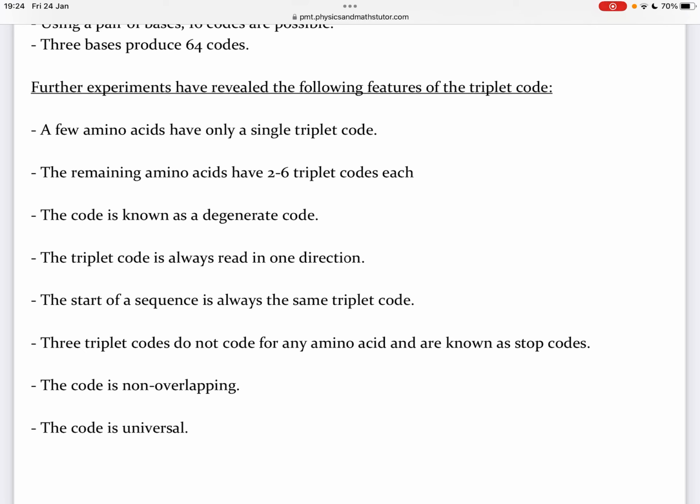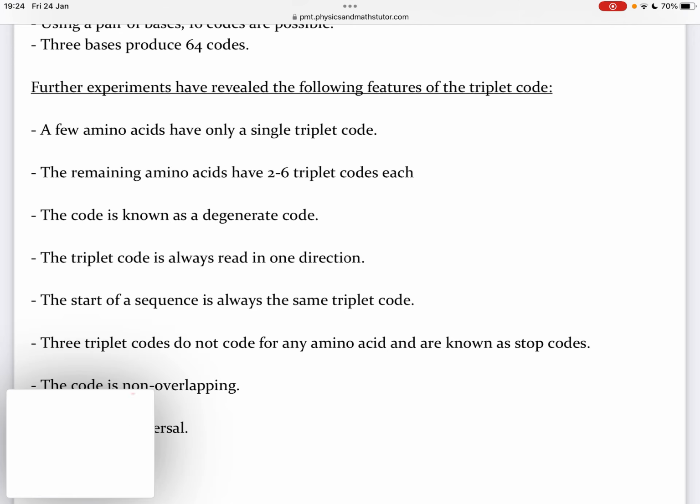First of all, a few amino acids have only a single triplet code. Number 2, the remaining amino acids have 2 to 6 triplet codes. Number 3, the code is known as a degenerate code. 4, the triplet code is always read in one direction. 5, the start of a sequence is always the same triplet code. 6, 3 triplet codes do not code for an amino acid and are known as stop codes. 7, the code is non-overlapping. 8, the code is universal.